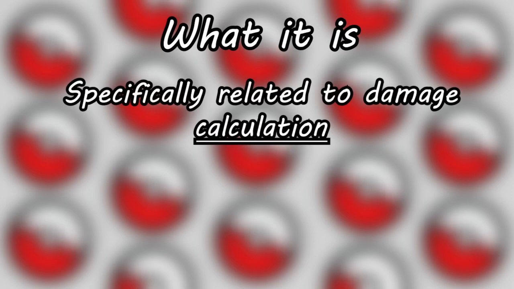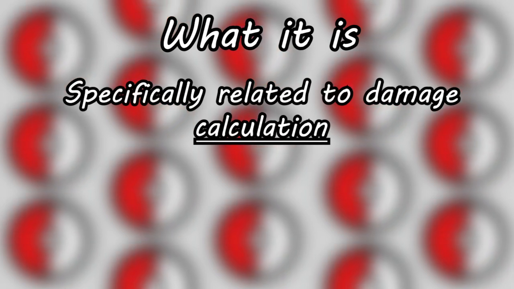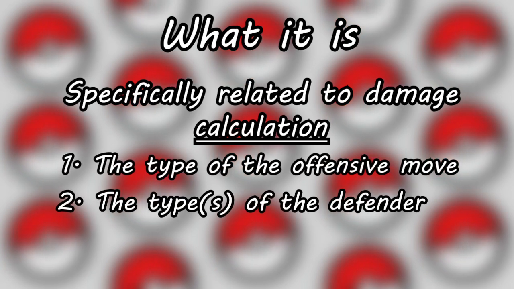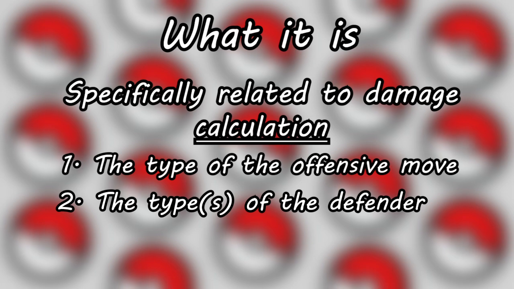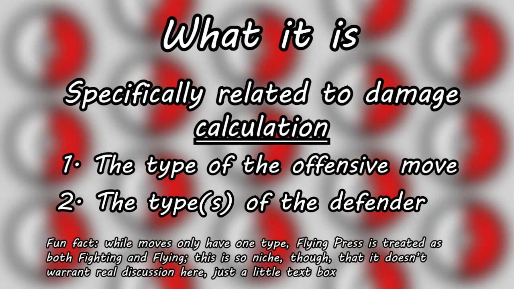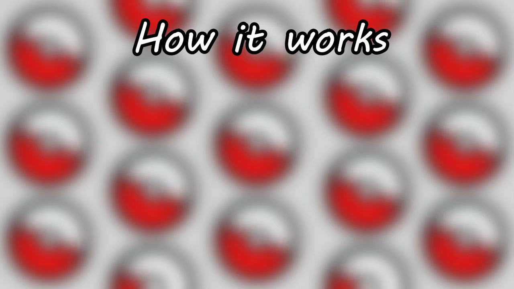To start, type effectiveness is a term that we use specifically to refer to the way that the game calculates damage based on two factors: the type of the offensive move used, and the type or types of the defending Pokemon. As moves only have one type, this only gets a bit complex when you factor in the type combination of the receiving Pokemon, but that really belongs in the how section. Luckily for you, the how begins now.